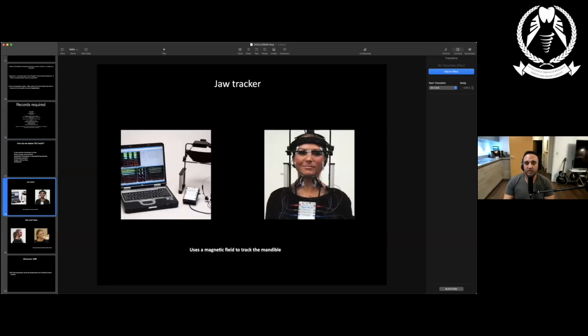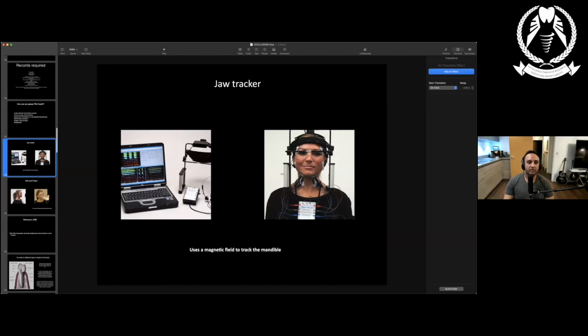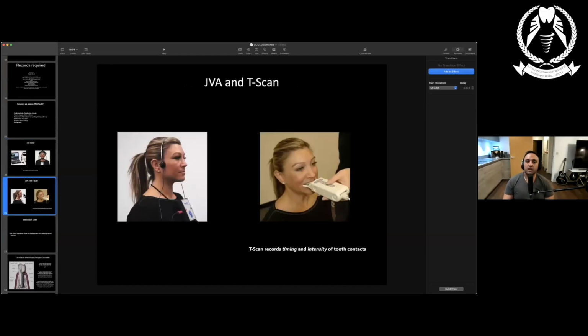Previously, there used to be things like jaw trackers that can track the jaw movements like this, and the famous T-scan, which is also good, because it's like a digital articulating paper that tells you the timing and intensity of the tooth contacts. In fact, on our occlusal day, when I was running this as a course, we had the T-scan in to show it.